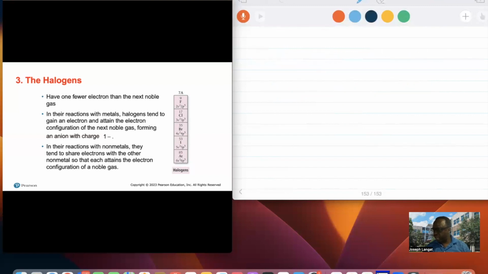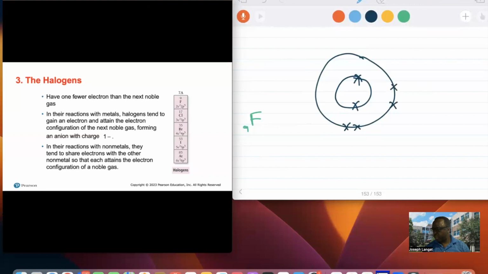Let's see fluorine, for example, which is atomic number 9. In the innermost shell, we have 2 electrons. We have 7 electrons in the outermost shell.